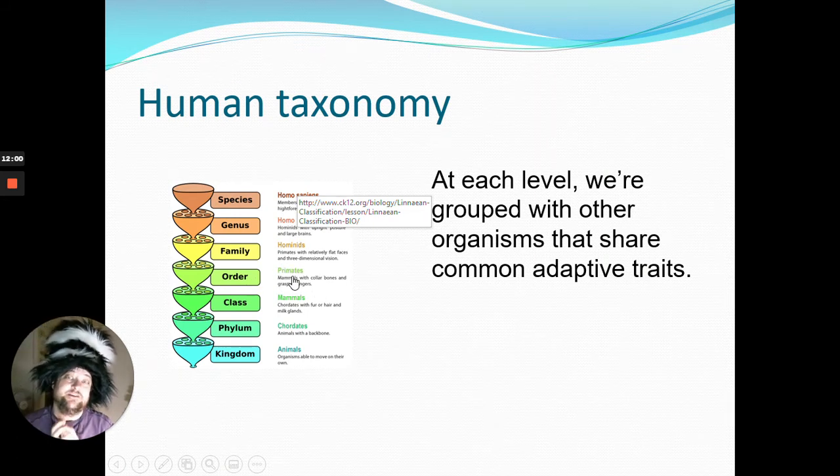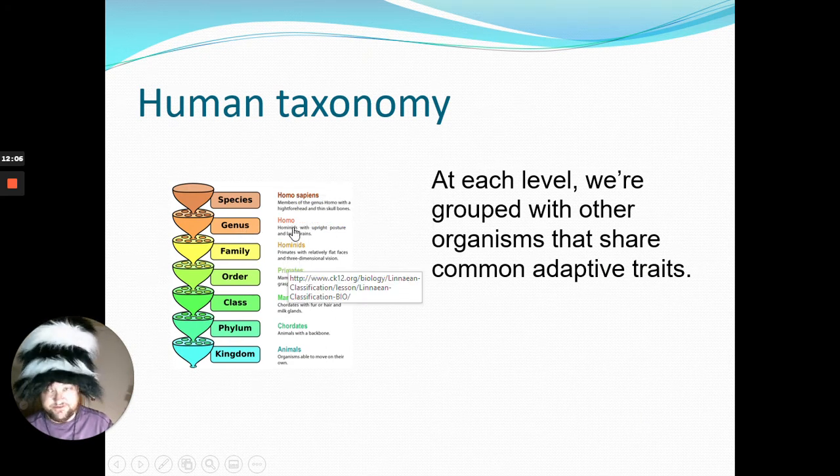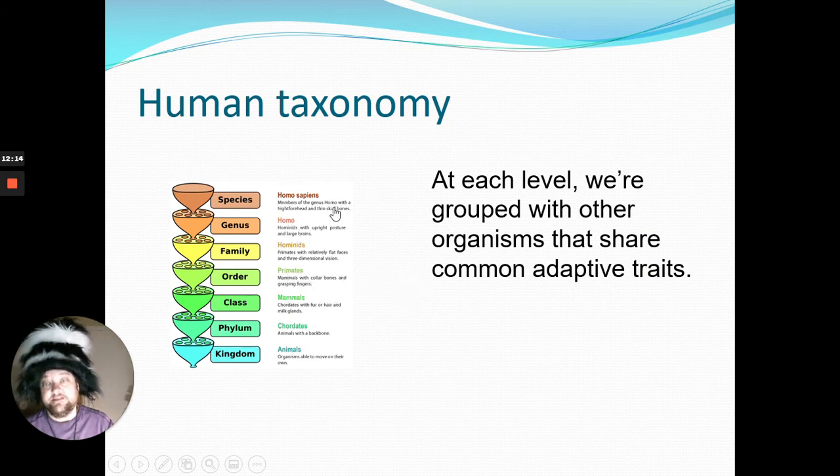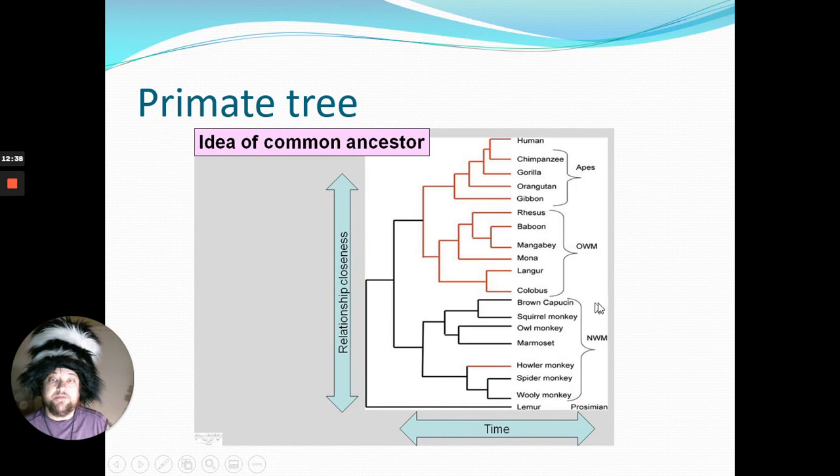And then the primates are divided into different families. We're in the hominid family. The families are split up into genera, the plural of genus, and ours is Homo. And within that, we're the species Homo sapiens. So at each level we're grouped with organisms that share common adaptive traits. We have a lot of adaptive traits in common with other mammals, for example. But when you put all the primates together, they have shared characteristics that other mammals have, but some of them make primates unique, and we're going to learn a little bit more about that.